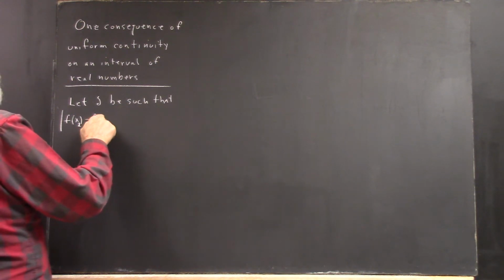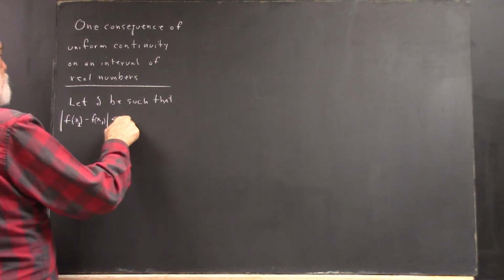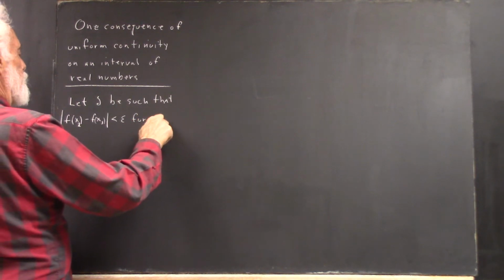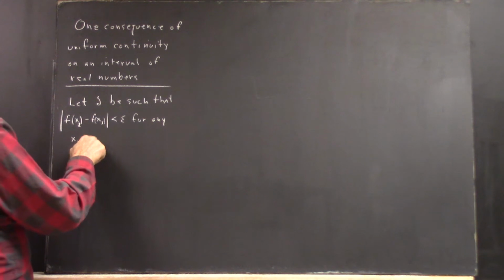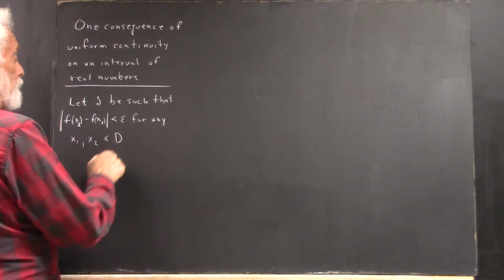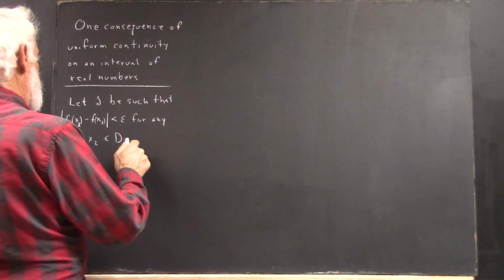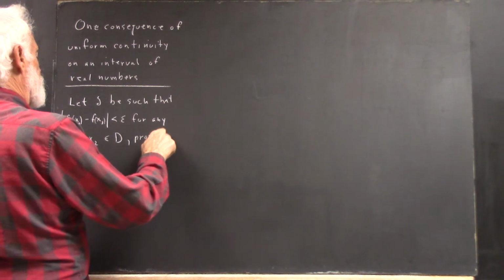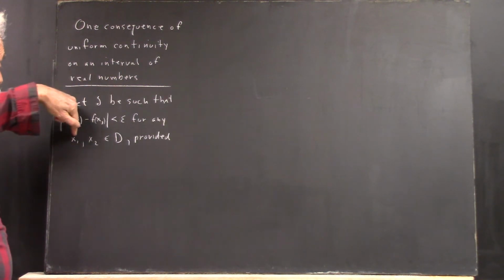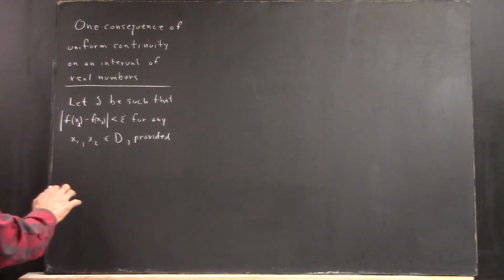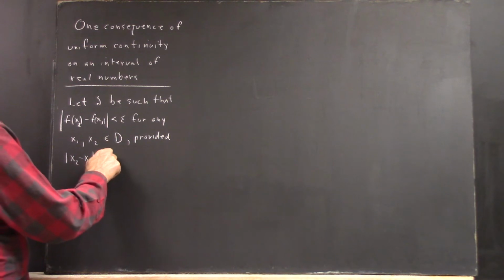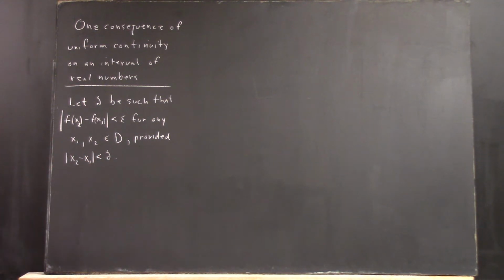We'll say the magnitude of f of x2 minus f of x1 is less than epsilon for any pair x1 and x2 within your interval, which I'll call D. So the magnitude of f of x2 minus f of x1, the values of the function, is less than epsilon for any x1, x2 in your domain, provided the magnitude of x2 minus x1 is less than delta.